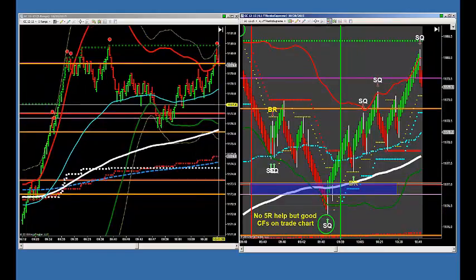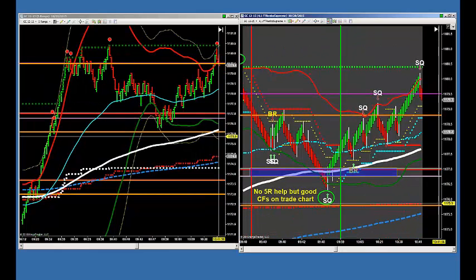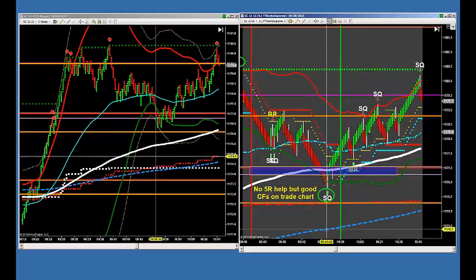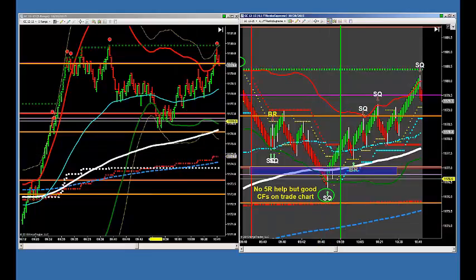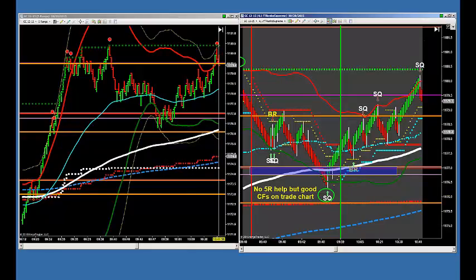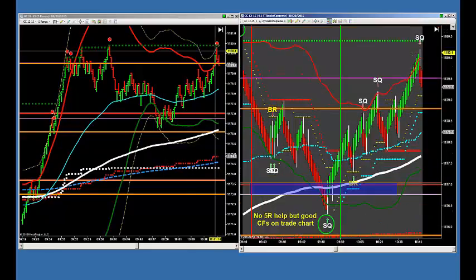If I scrunch this chart down a little bit, you notice we had the 15 range 200, we got the 600 sloping upward, so there's actually a lot of things going for us on that, even though we didn't have the X1. The X1 is not the holy grail, it's one of several.